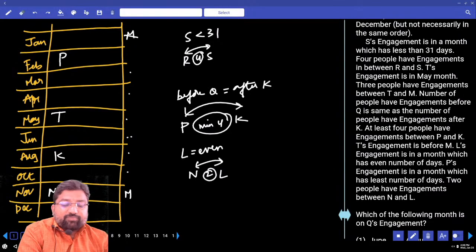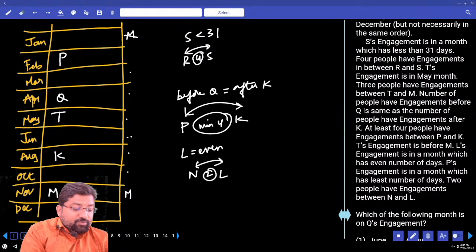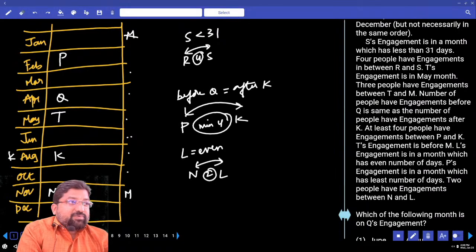If this is K, the number of people before K is equal to the number after Q. Their positions will correspond to each other. What is the position of K from the bottom? 4th. What is the position of Q from the top? 4th. Why? If I take K here, I am still not sure. There are 2 other possibilities for K.